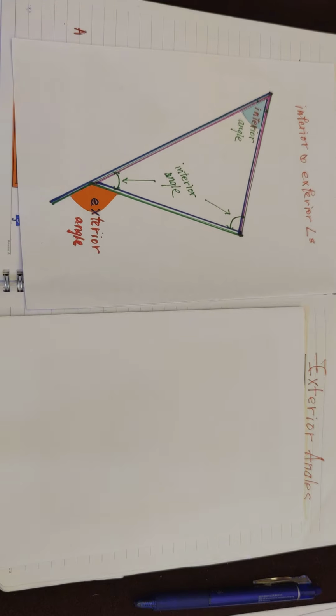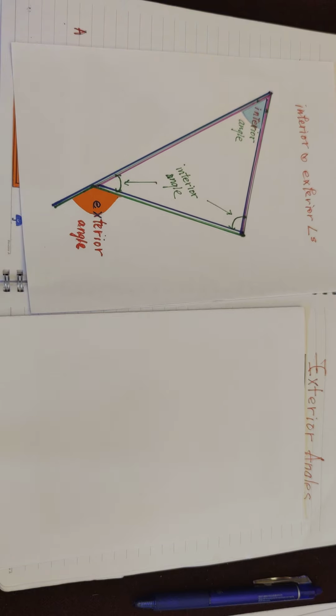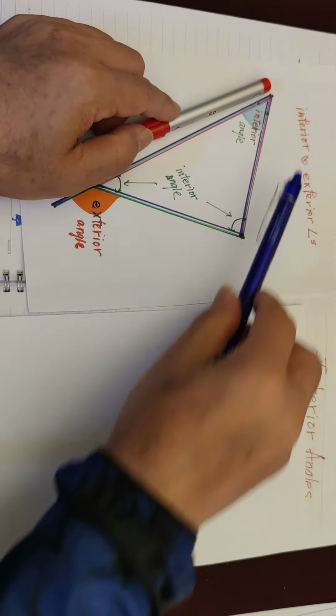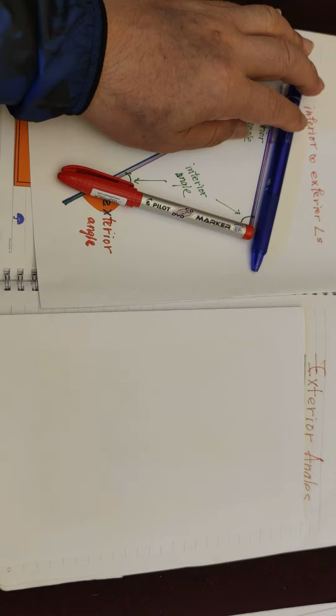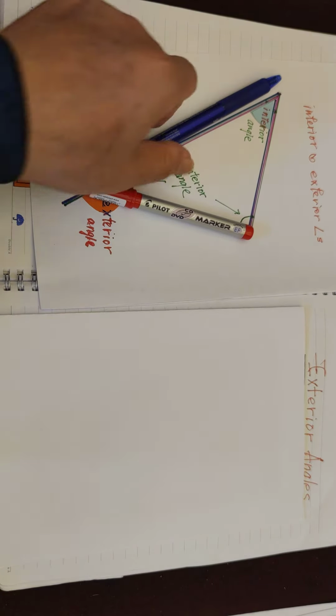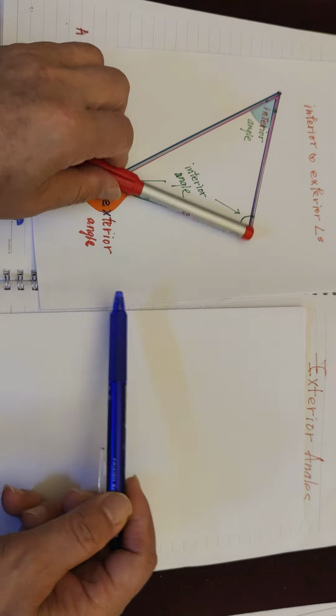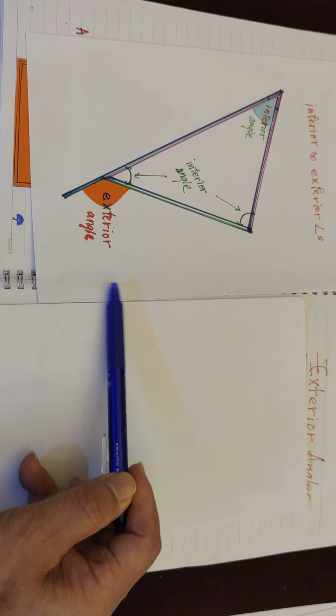A triangle has interior angles and exterior angles. The angle included between its two arms is called the interior angle. So is this one, and this one. And that staying outside the triangle is the exterior angle.